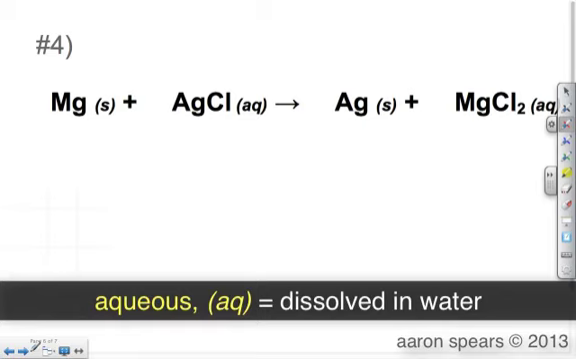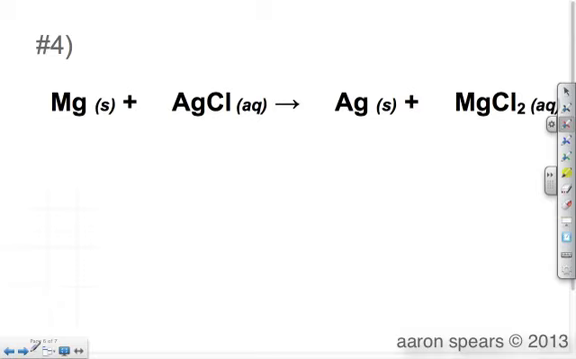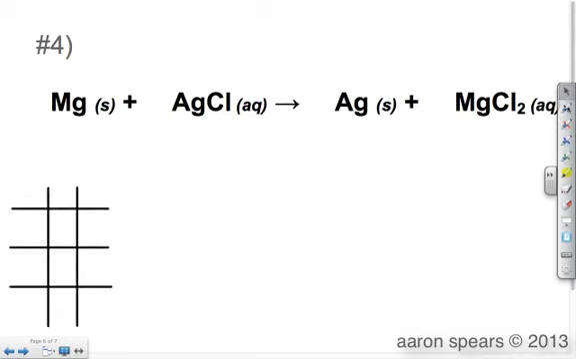In our final example, we have solid magnesium reacting with aqueous silver chloride. Aqueous simply means that the silver chloride is dissolved in water. These two reactants react and produce solid silver and aqueous magnesium chloride. To balance the chemical equation, by now you know that we need to make a list of atoms on the reactant side and product side. Looking across the equation, I see that there's magnesium, silver, and chlorine. On the reactant side, I have one magnesium, one silver, and one chlorine atom. On the product side, I have one silver atom, one magnesium atom, but two chlorine atoms.